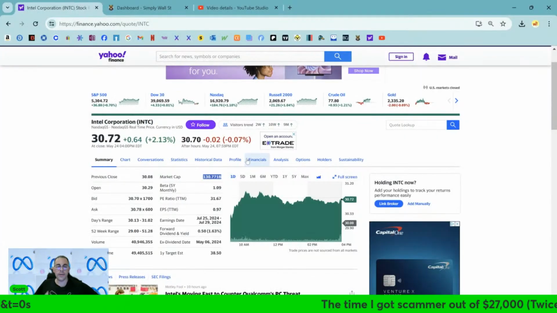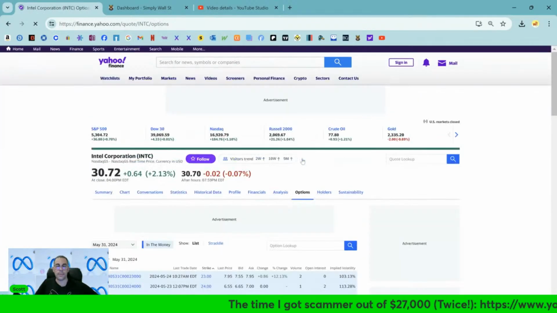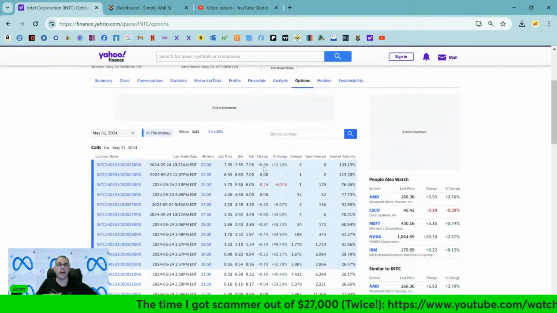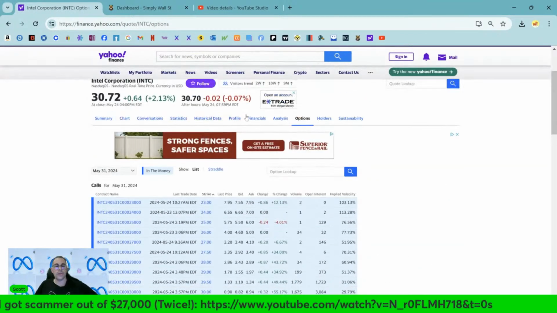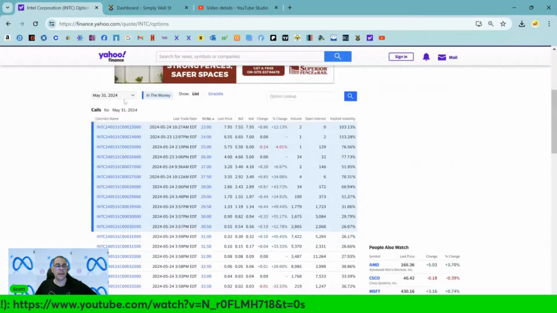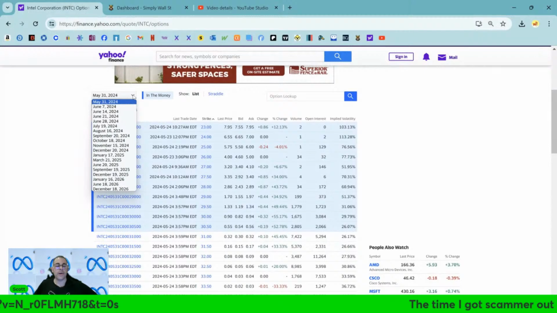Now let's go into the options tab. This is free. I don't pay for Yahoo Finance, so you can use it too. So you just go to options. This shows you the options activity. And when you buy options or sell options, make sure you look at the date.